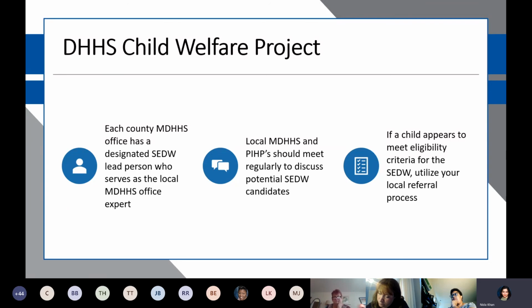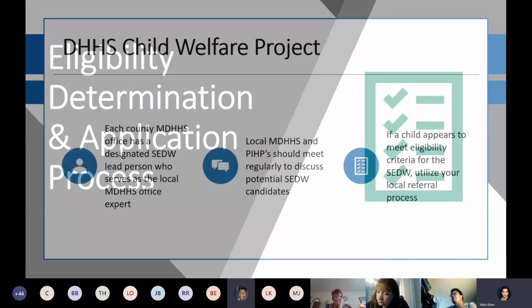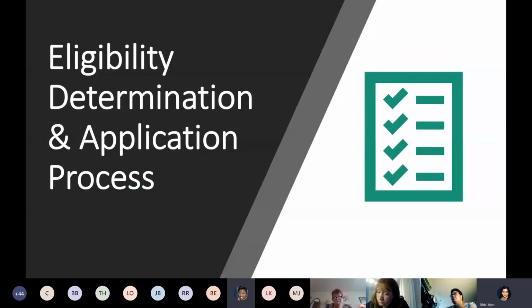And if there is a local referral from MDHHS that they think they want to refer to SED waiver, then they will contact Kim and they will have a discussion to see if this could be a potential candidate. And if so, then Kim will go over the eligibility criteria, and then a referral is made. All right. I think you are it, Kim.